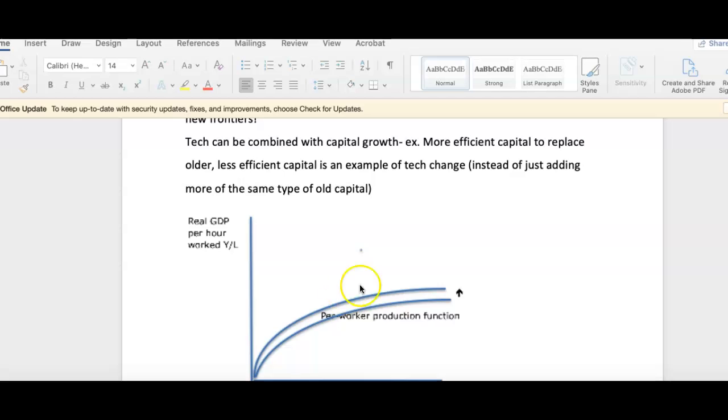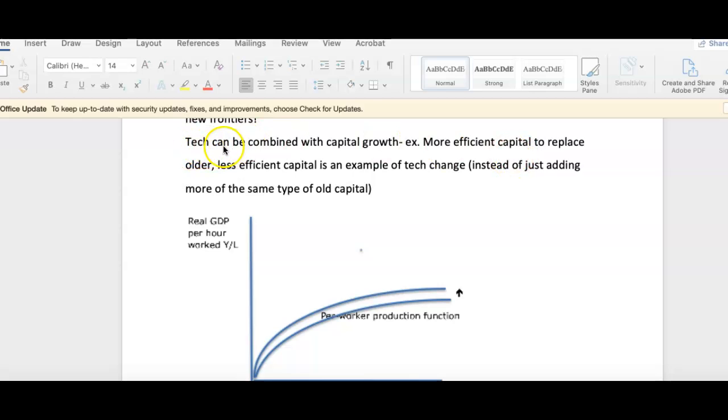So tech can be combined with capital growth. For example, more efficient capital to replace older, less efficient capital is an example of technological change. So instead of adding, to my donut shop example, instead of just adding maybe another cash register or another deep fryer, maybe I'm going to invest in something that is more efficient, that allows me to cut 100 donuts at once instead of 1 dozen, and allows me to fry all of those donuts at one time. So that is an example of more efficient capital.